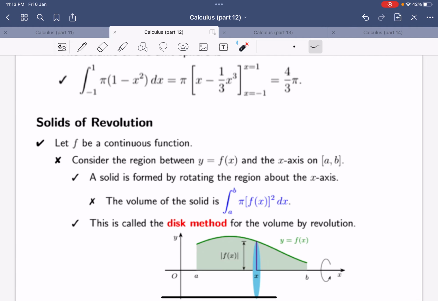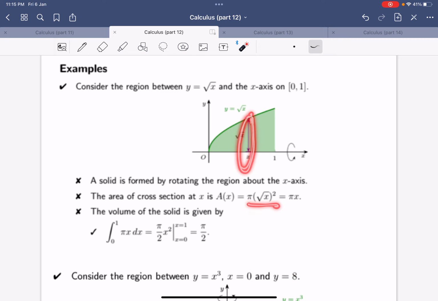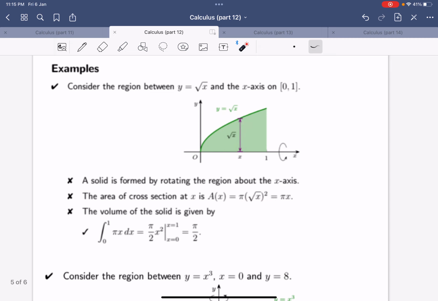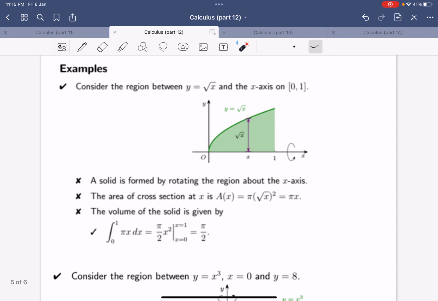So let's take an example so that we can practice. Consider the region between square root x and the x-axis. So this is the region we're looking at, and we rotate it about the x-axis. Then the cross-sectional area is just pi r squared, because it's a circle, and that is just pi x. And so the volume is integrating this dx, so it's pi over 2.